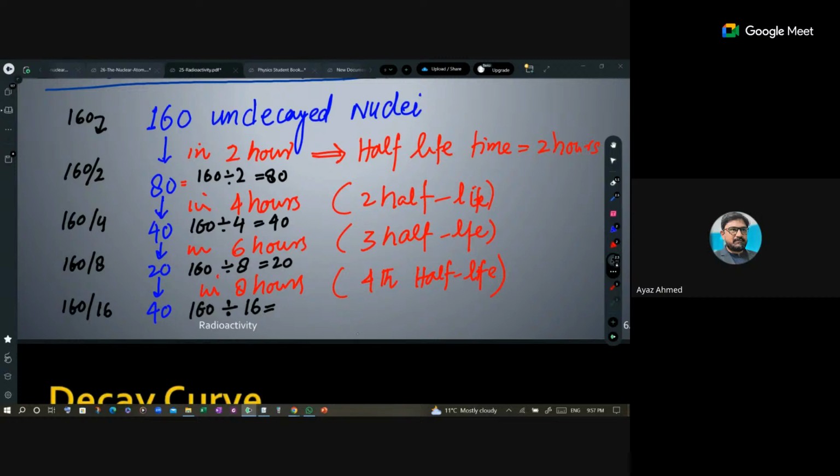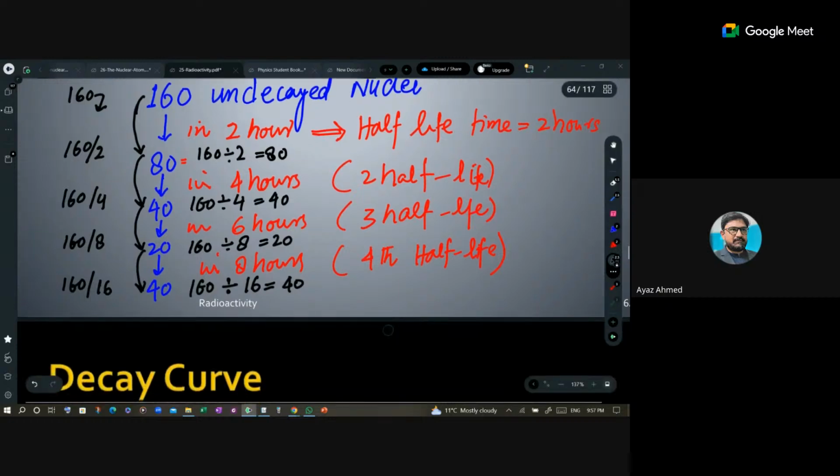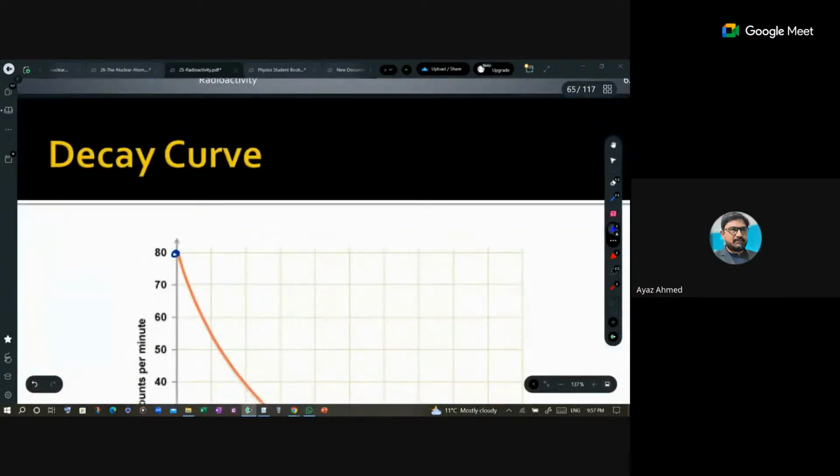Hello, are you there? Yes, sir. So for all the times, your number is decreasing to its pre-existing half, pre-existing half, pre-existing half. So how do we perform calculation? It means after first half life, I will write some values over here.